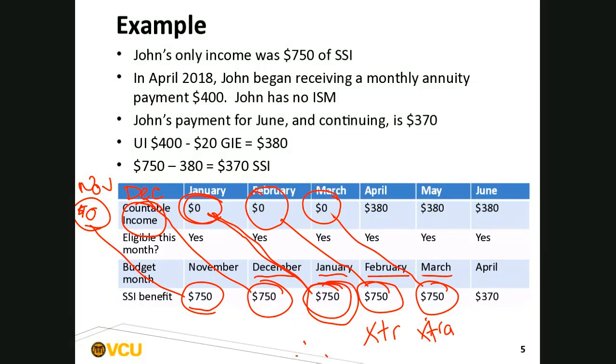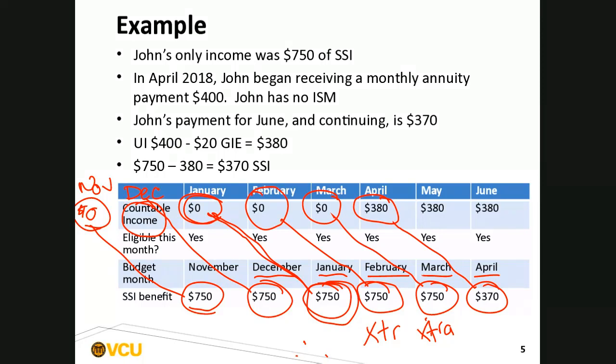And then it's not until June that finally, because of this 2-month gap, right, the same thing happens in June, but it's not until June that his SSI actually goes down. So he still has this annuity, which is $380. And so he meets the eligibility criteria. And since he meets the eligibility criteria, RMA applies, and so they're going to use his income from April. So his countable income in April is $380. And so that means his SSI check is going to be $370. And so now we finally have an adjusted SSI check.